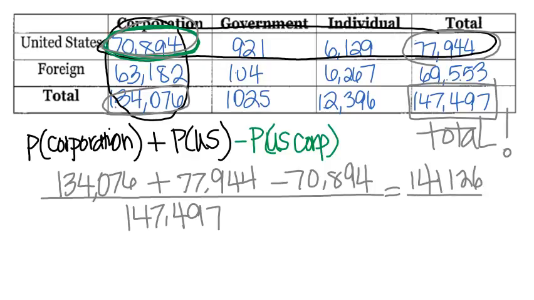And when we work out all these big numbers in our handy dandy calculators, we get 141,126 over 147,497, and we're going to use our awesome calculators to give us 0.96, or 96%.